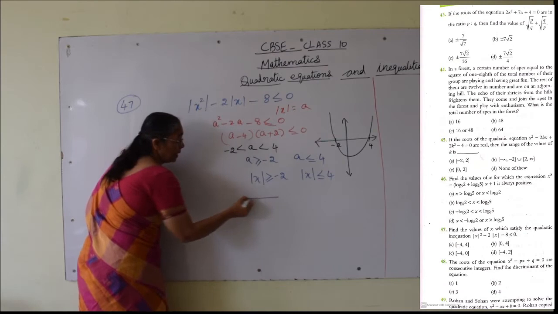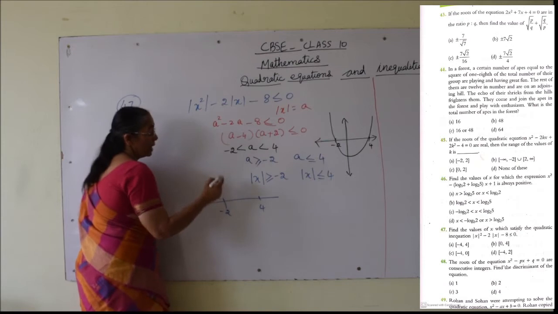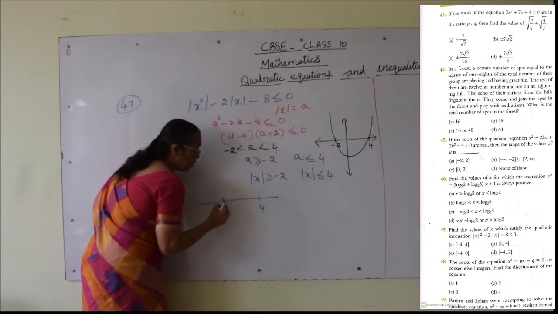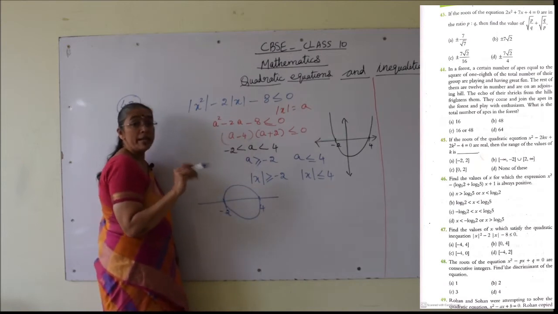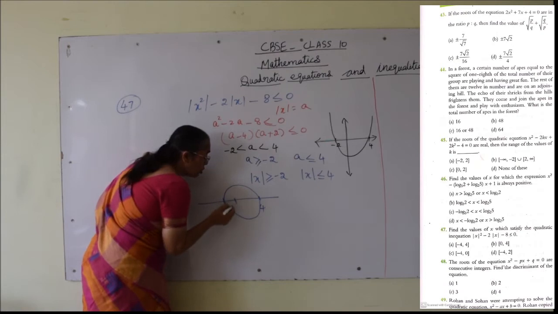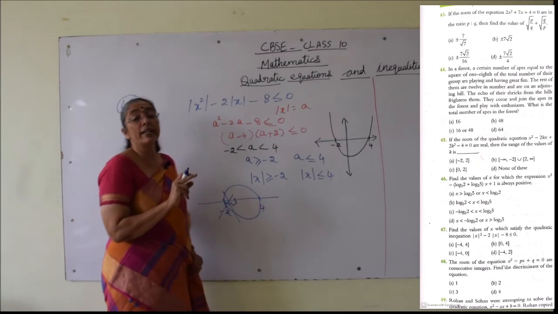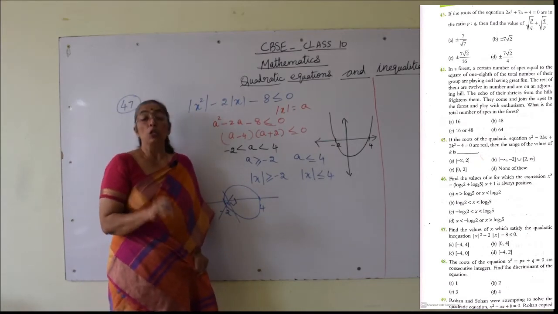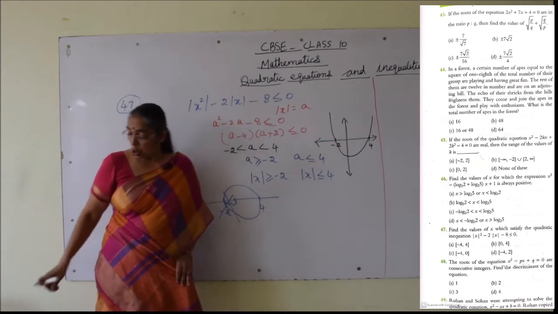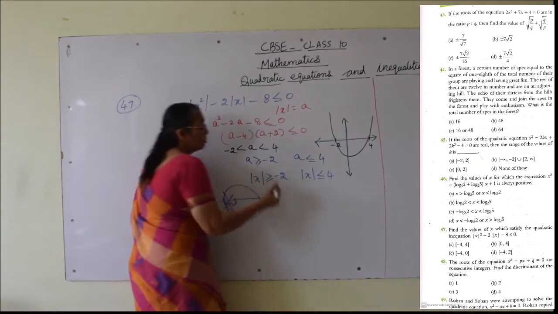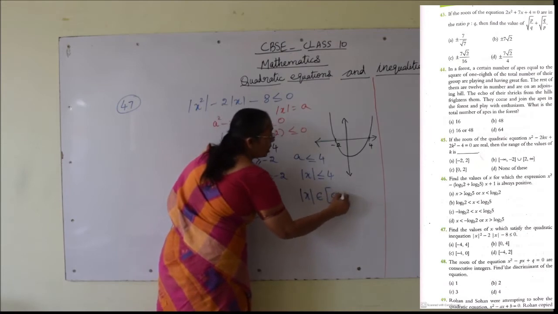Shall I mark it on the number line? Here minus 2 and here plus 4, and mod x takes the value between minus 2 and plus 4. A negative mod x value is not possible at all. So minus 2 to 0 is ruled out, because mod x will never take negative values. So your solution set is mod x belongs to the closed interval 0, 4.